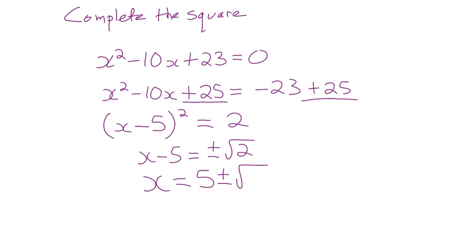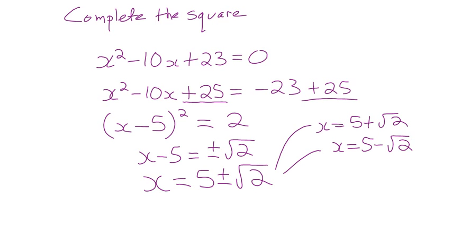Okay, so let's put the 5 first. So we're going to go 5 plus or minus root 2. We've got to put the 5 first because we want that plus or minus. We don't need to list these as two separate solutions, right? You're allowed to just say 5 plus or minus root 2. We do know that there are two solutions, right? One of which is x is equal to 5 plus root 2, and the other one of which is x is equal to 5 minus root 2.